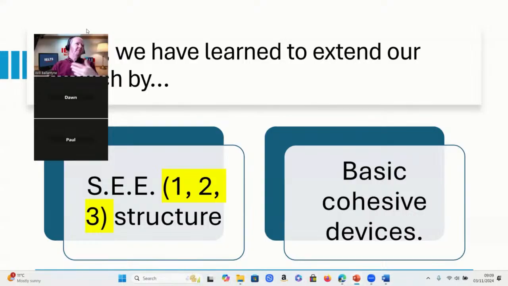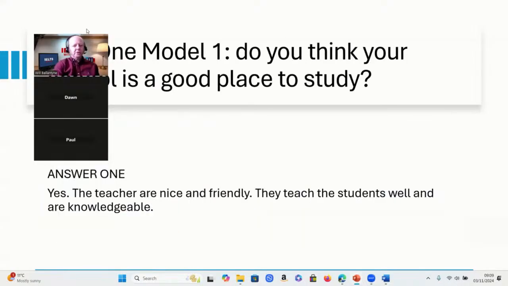So that's why you say 'because': it joins the sentence together. And why? Because then it makes your sentences longer, and makes you speak a bit longer and more fluently. So that's what we looked at, and we compared some of these. There's one of them about study: Do you think your place or your school is a good place to study?